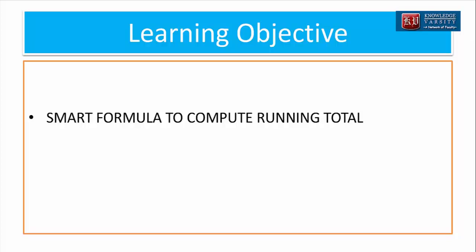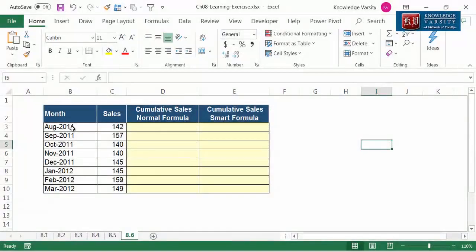We often have to compute the running total while solving business problems. In this video, we will illustrate how to create a smart formula to compute running total. The cell range B3 to B10 has the months, and cell range C3 to C10 has the monthly sales. And in cell range D3 to D10, we want to compute the cumulative sales.